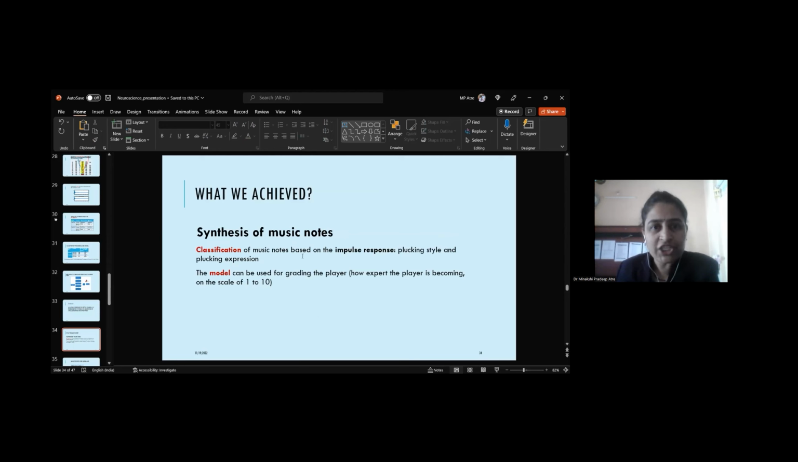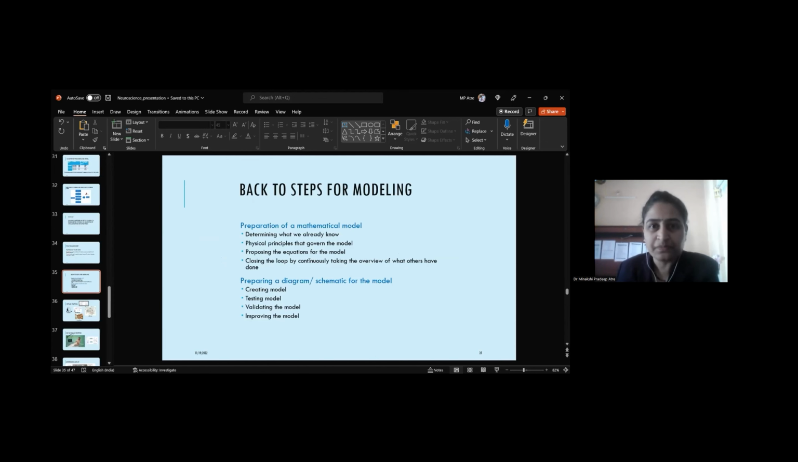And what we achieved? Yes, we could achieve the synthesized music notes. Even though in some countries there are really rare music instruments, we can definitely restore them. Even in India, Lata Mangeshkar is a famous singer, and if we are able to find the impulse response, we can definitely restore her voice. So that's the power of impulse response in the field of signal processing. Now, these are the steps for the modeling that we followed.